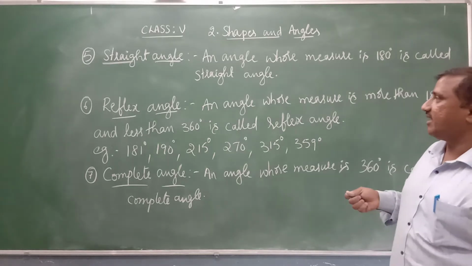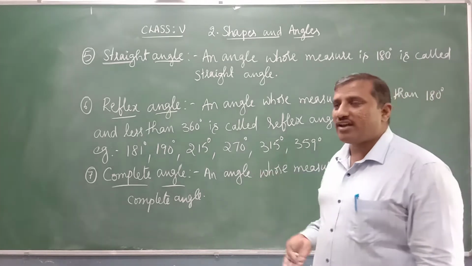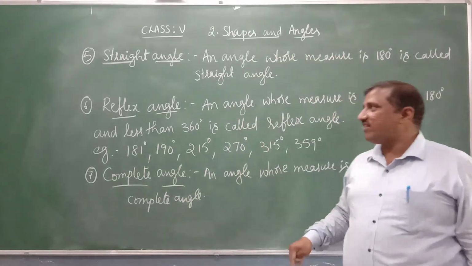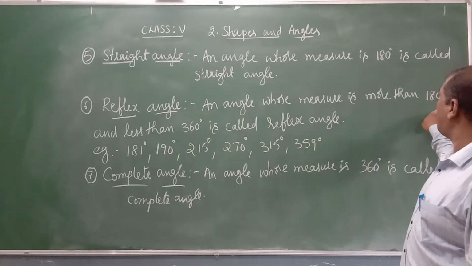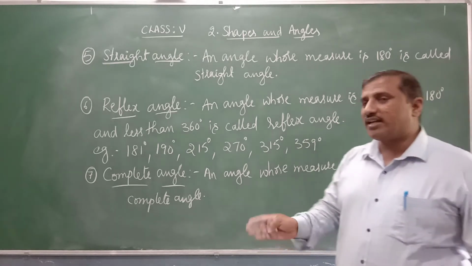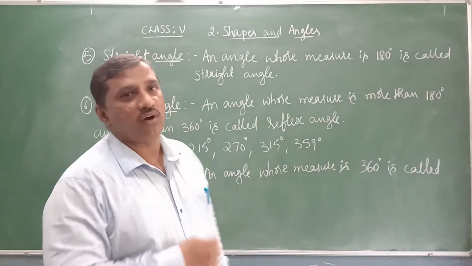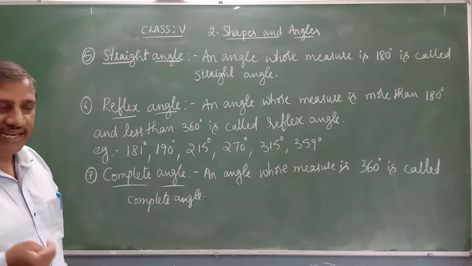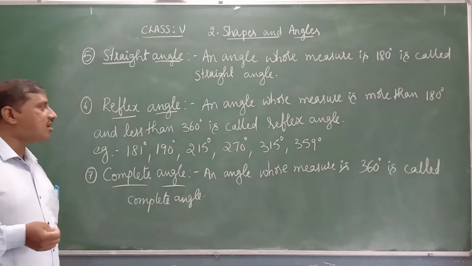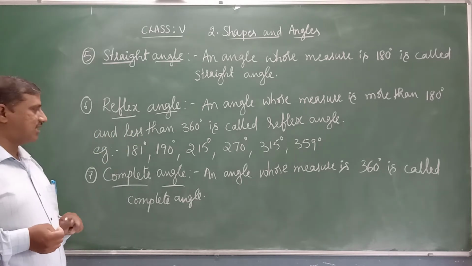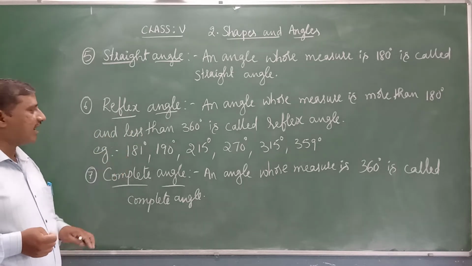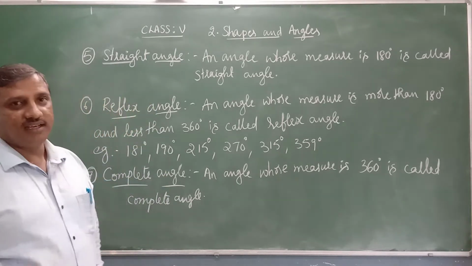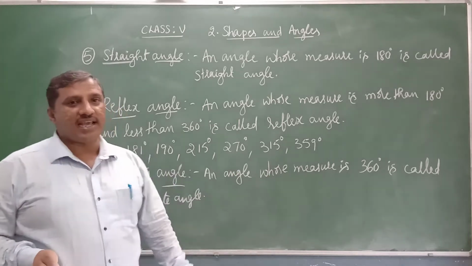Then reflex angle. What do we call angles which are more than 180 degrees and less than 360 degrees? Such angles are known as reflex angles. An angle whose measure is more than 180 degrees, that is 181, 182, 183, 184 and so on, up to 354, 355, 356, 357, 358, 359 degrees. All those angles are reflex angles. Here are some examples: 181 degrees, 190 degrees, 215 degrees, 270 degrees, 315 degrees and 359 degrees.